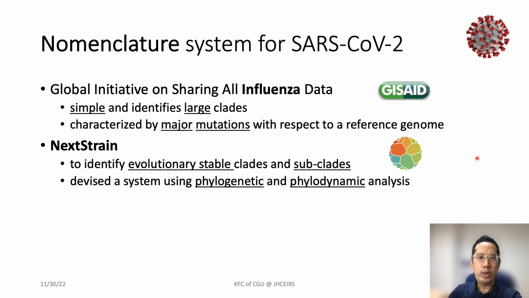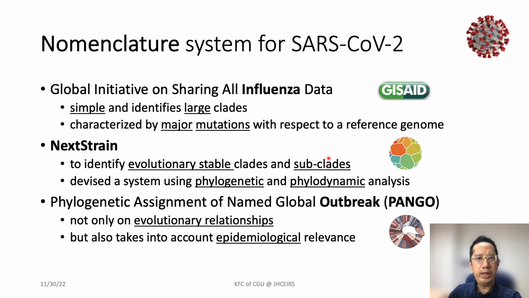This was followed by the Nextstrain system. By the name, you can tell they follow conventional phylogenetic and phylodynamic analysis to identify evolutionarily stable clades and subclades for not only influenza but also other pathogens.